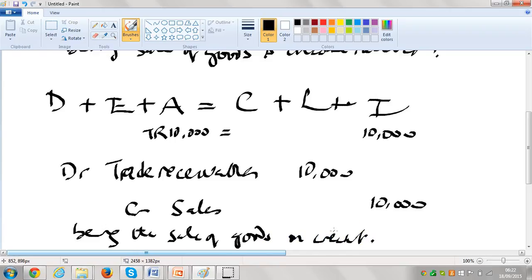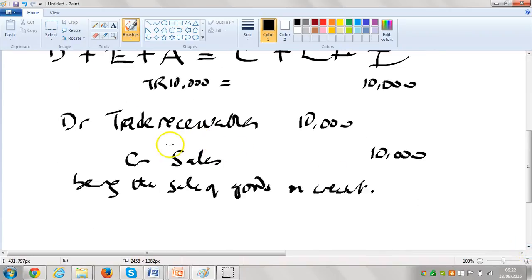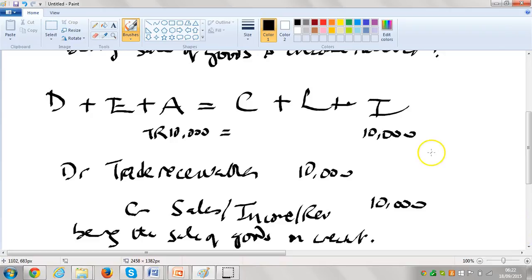So you can compare both. You have debit bank, credit income, but in this scenario, it's debit trade receivables and credit sales. We call it sales. Some people say sales, income, revenue. It's all recognizing that you have made a sale. Remember that the source document for something like this would be the till roll if you were selling for cash. Okay, let's do a few more.